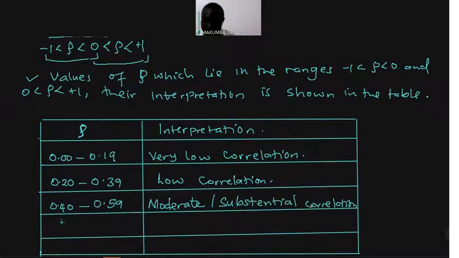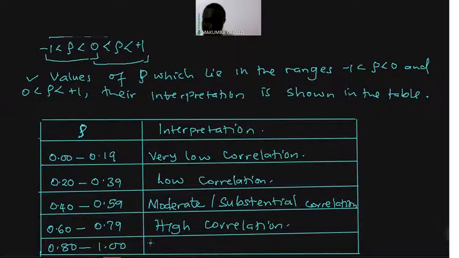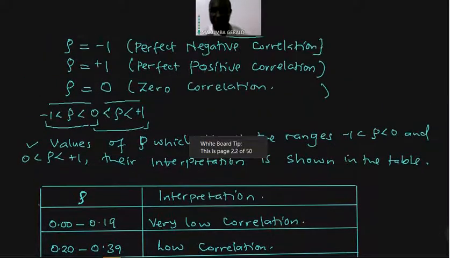Then another range picks on from 0.60 to 0.79. This shows a high correlation. And the other one picks on from 0.80 to 1.00. Remember, we said that if we take the magnitude, the maximum value is 1. So this shows a very high correlation.